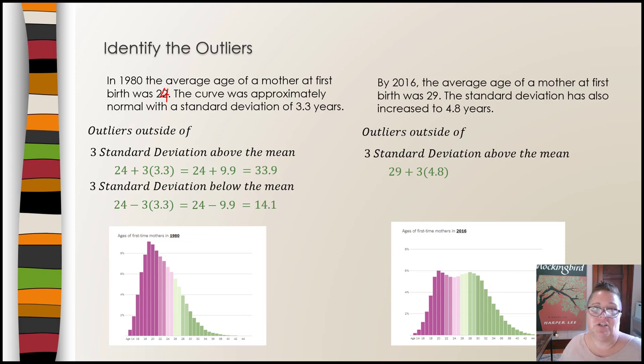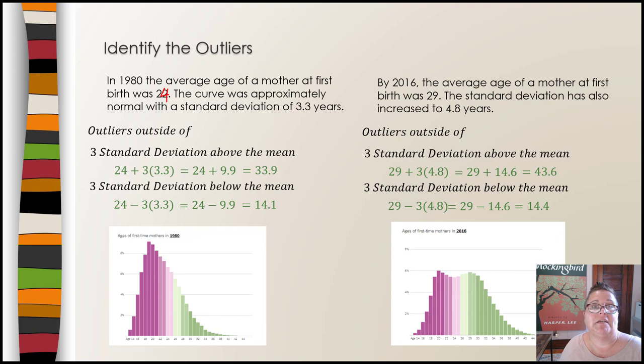So 3 standard deviations above the mean would have been 29 plus 3 times 4.8, or 29 plus 14.4, or 43.4. And now, if you are nearly 44 having your first baby, that would have been considered an outlier. 3 standard deviations below the mean would have been 29 minus 14.4, or 14.6. Notice we're still able to keep the lower outlier fairly the same, and that has to do more with actual biology than it does patterns and habits of people, I think.